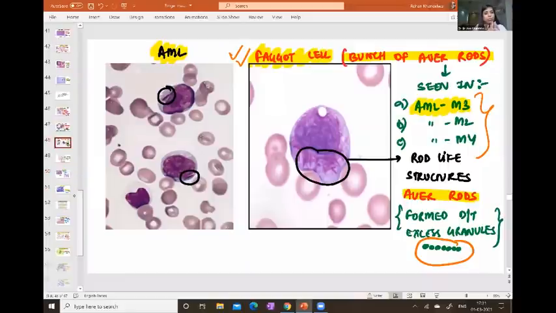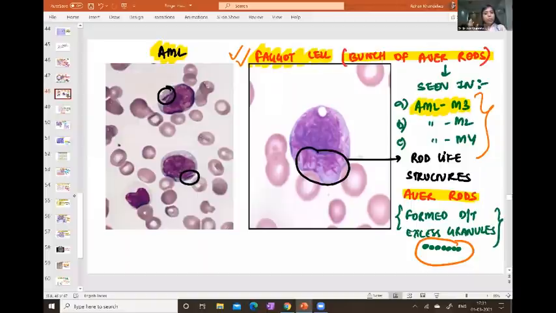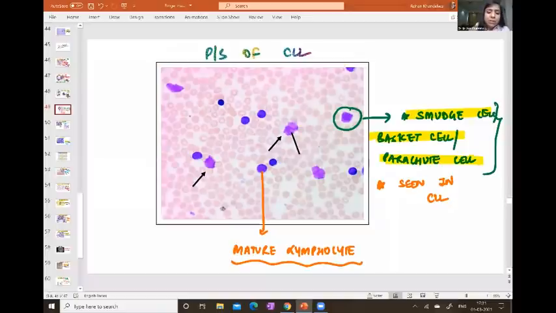So now you know how to differentiate ALL from AML, that is a lymphoblast from a myeloblast. Let us see the next slide. In this slide, can you appreciate these cells? Now, please remember, students, these cells are not seen in any other thing in hematology. These are actually called the smudge cells or basket cells or parachute cells.